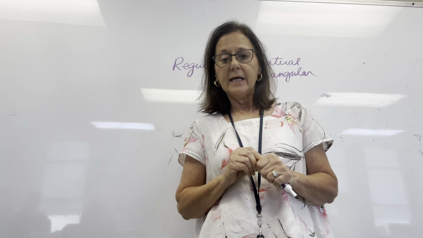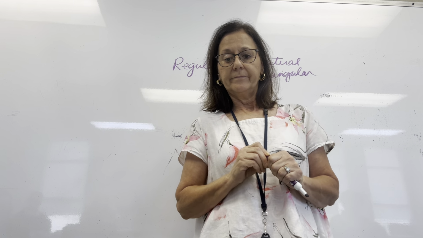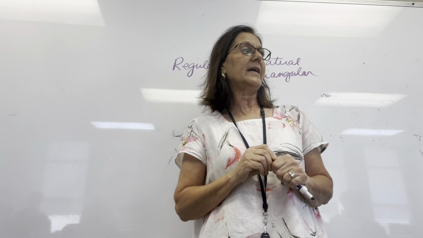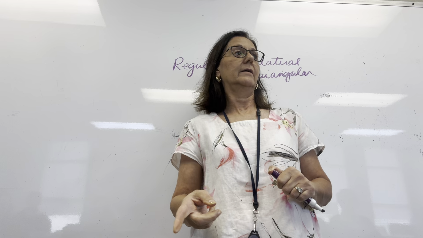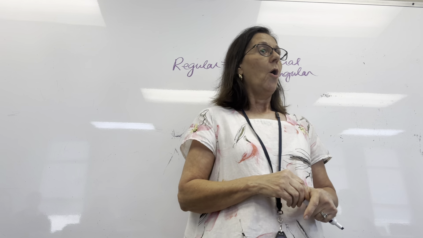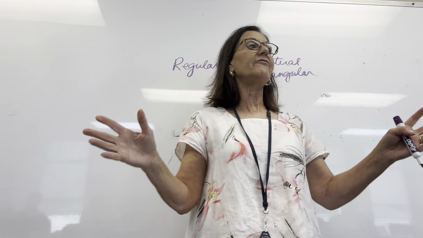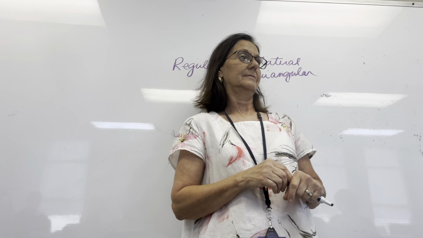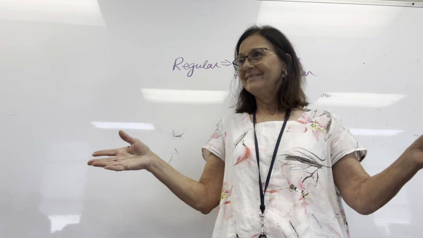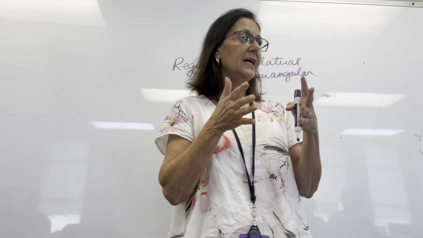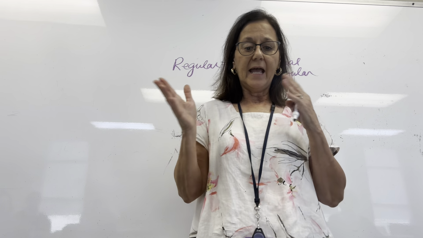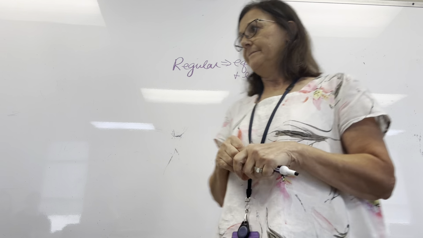A 9, is that 9? Nonagon. And what's decagon? 10. What's dodecagon? 12, that's right. What if it has 34 sides? 34-gon, right? If it doesn't have a special name, you're just going to list the number of sides and put the word gon, G-O-N.